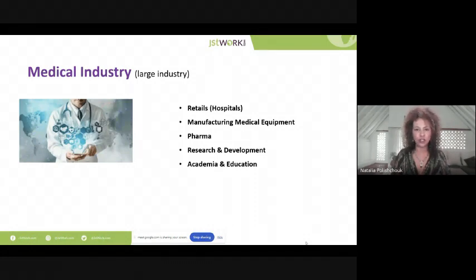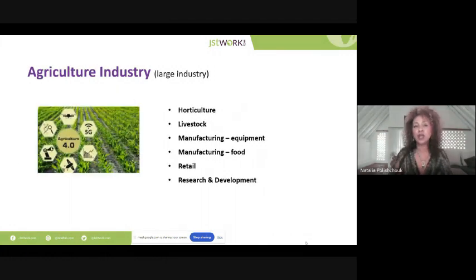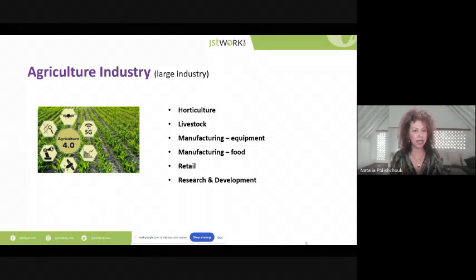There is in the medical industry, those that are manufacturing medical equipment. The pharmaceutical industry still sits within the medical industry. And the pharma is its own potential industry. Research and development, academia and education. If we look at agriculture, for example, again, a very large industry. You can have horticulture, livestock, manufacturing equipment, food manufacturing, retailing, research and development, academia. So this is what I'm saying, when we are looking at our industries, we need to be very clever in the way we do it.